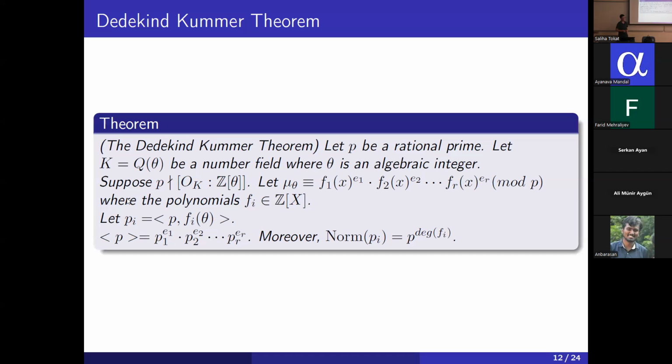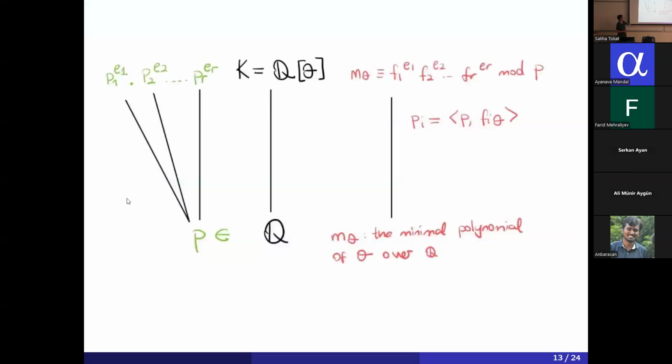Moreover, we also have the prime ideal P_i, which is equal to P to the degree of phi_i, where we choose phi_i irreducible and monic. Here, in the picture, you see the logic of the Dedekind-Kummer Theorem.